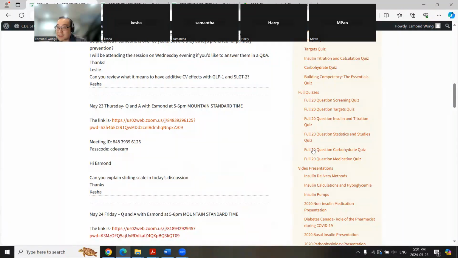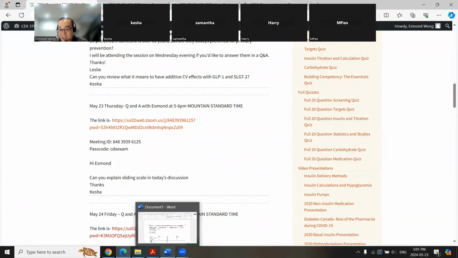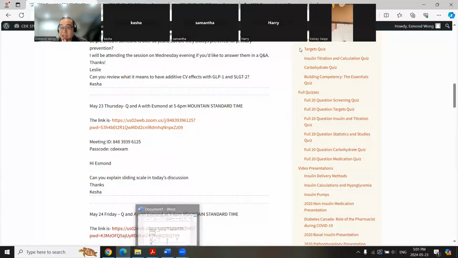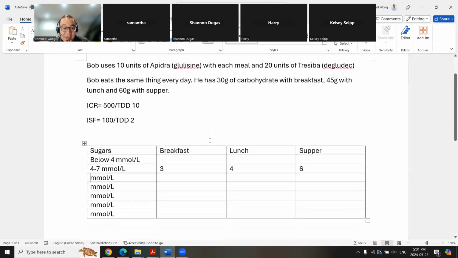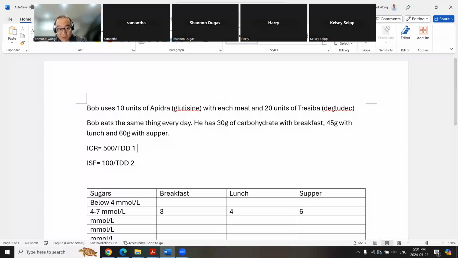Okay, Keisha, you're here, right? Yes, I admitted you. Okay, perfect. So Keisha's question is, can you explain the sliding scale? I wanted to actually build a sliding scale today, and I'll probably put it in one of my cheat sheets afterwards. So you guys can see my screen, right? My Word document? Yes. Okay, perfect.